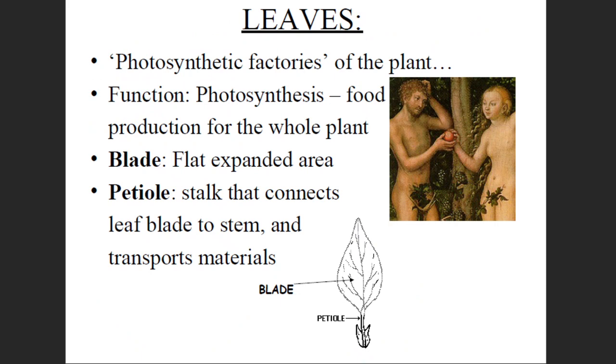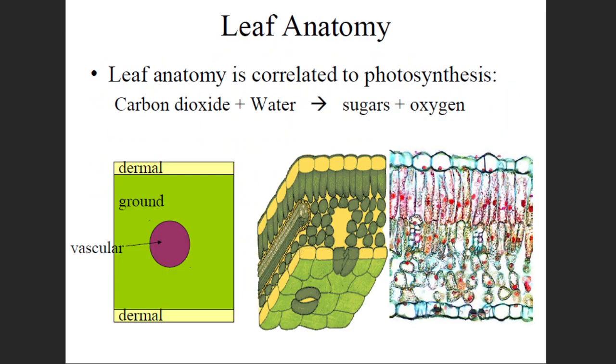They are the major site where photosynthesis takes place. They may have different shapes. Where it originates is called the petiole, and this blade-like structure is the leaf structure. Leaf anatomy. Leaf anatomy is correlated to photosynthesis. We know that the major function of the leaf is photosynthesis.